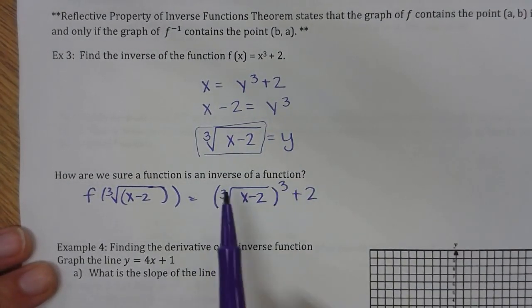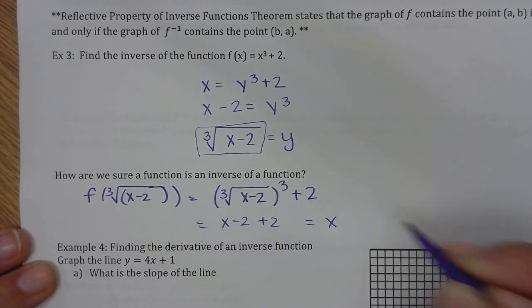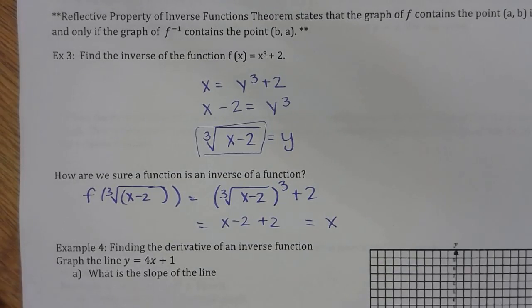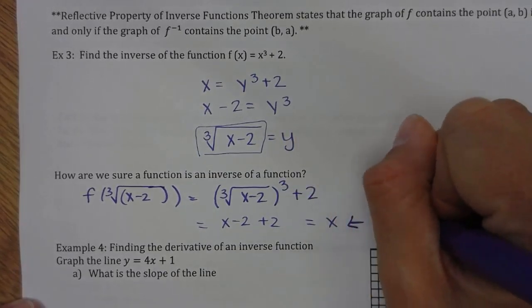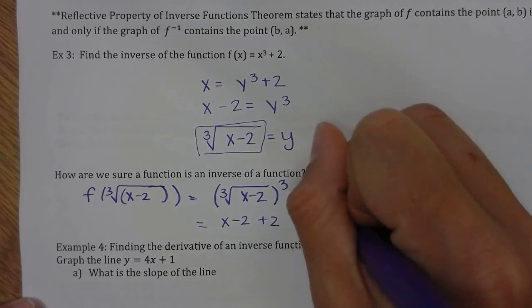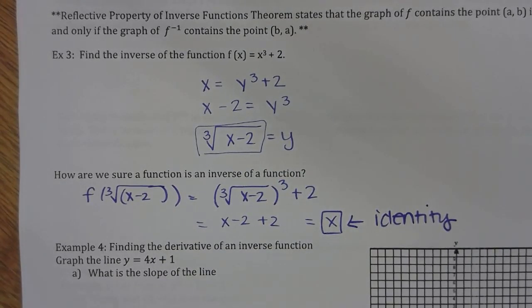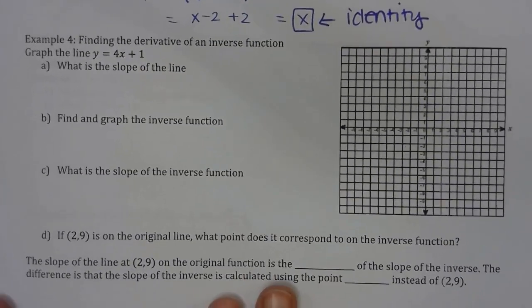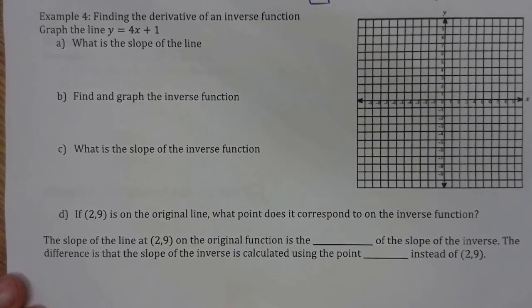So the cube root and the cube cancel. That leaves you with x minus 2 plus 2, which gives you x. And again, by definition, if you compose a function and its inverse, it will always equal the identity. The identity is x. So that leads us into our exploration of finding the inverse and derivatives of a function.